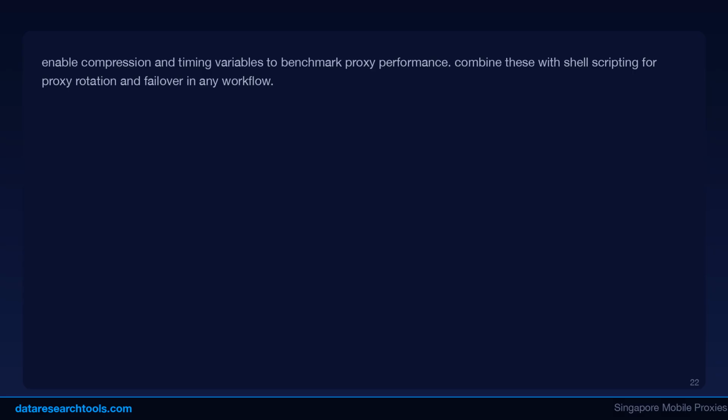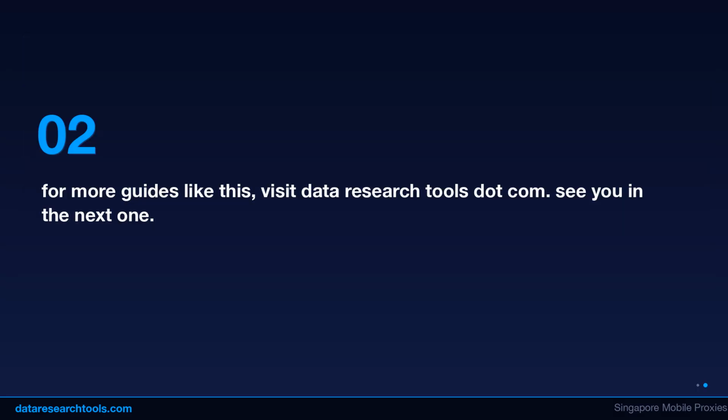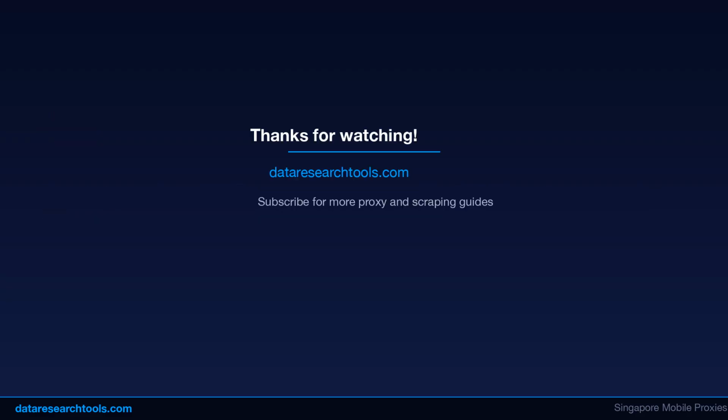Use the proxy flag for one-off proxy commands, environment variables for system-wide proxy settings, and a .curlrc file for persistent configuration. SOCKS5h gives you remote DNS resolution for better anonymity. Use the minus U flag for credentials with special characters. Enable compression and timing variables to benchmark proxy performance. Combine these with shell scripting for proxy rotation and failover in any workflow.